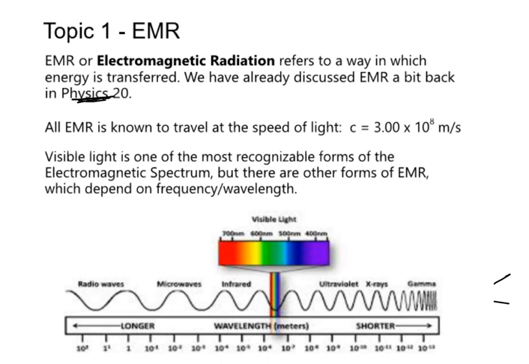So I want to begin with something that hopefully you guys know, the speed of light. Maybe this is something you've heard of before. If not, let me tell you it for the first time. All electromagnetic radiation travels the speed of light, and this is a constant in our data booklet. It's 3 times 10 to the 8th meters per second. You may have used this before, maybe not, I'm not sure.